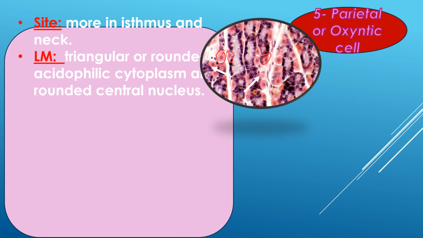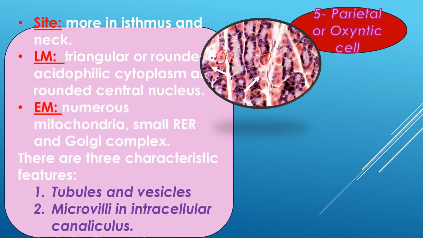and vesicular. By electron microscopy, as this cell is going to produce HCl, hydrochloric acid, it needs more energy. So it has abundant, numerous mitochondria with a small amount of RER and Golgi complex. It has three important characteristic features: a system of tubules and vesicles, microvilli in the intracellular canalicular system inside the cell itself, and actin filaments.